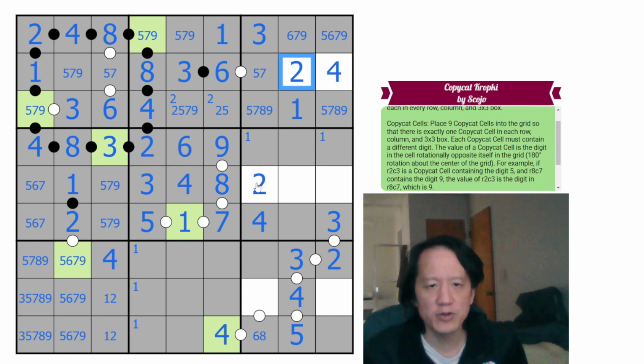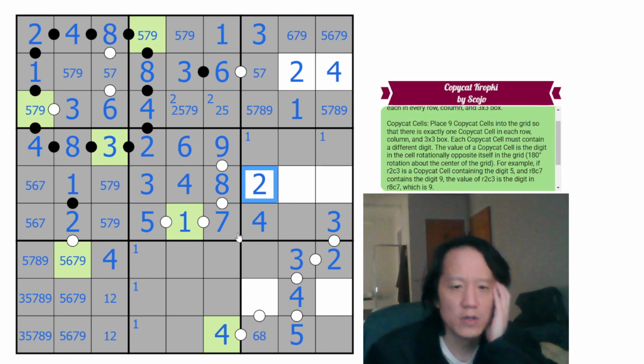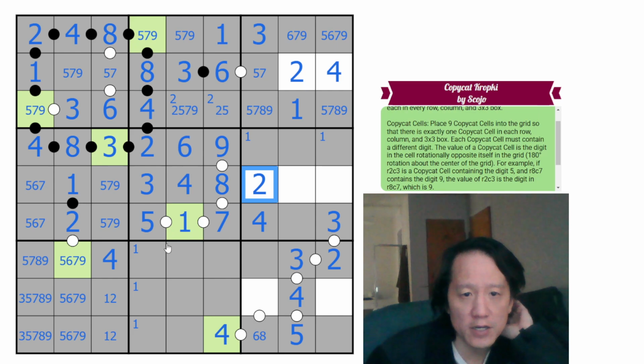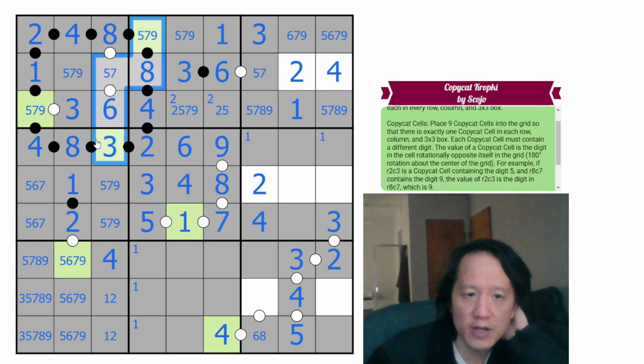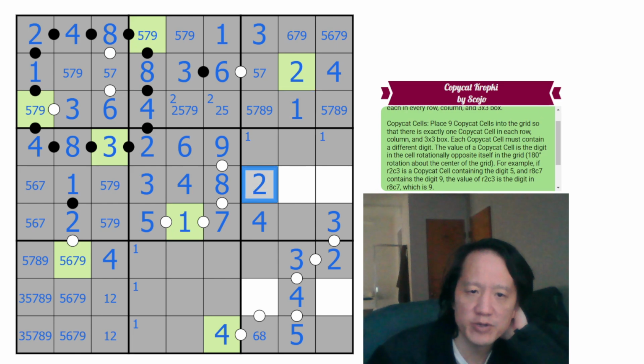So either this is a copycat or this is a copycat. We're not sure which. We also need an 8 to be in one of the copycat cells. 8 cannot be in one of those. This can't be 4, and it cannot be a copycat because we already have a 4 in a copycat cell. Therefore, this must be the 2 in the copycat cell, which means this can't be a copycat cell because it's a 2, and this can't be because we can only have 1 in each column. Therefore, this is the copycat cell. So this can't be copycat. This has to be the copycat.